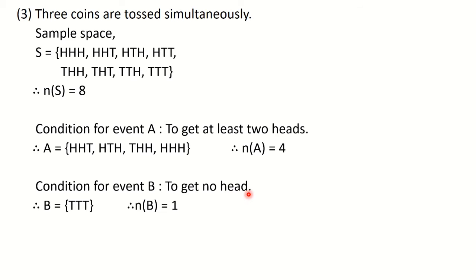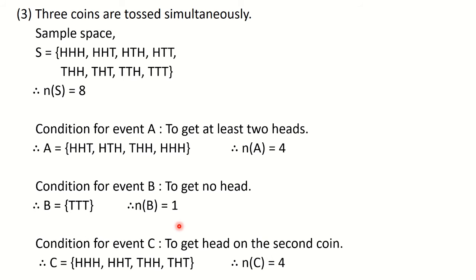To get no head means we want only tails. So here there is only one sample point present. B has a single sample point, that is TTT, and therefore n of B is equal to 1.